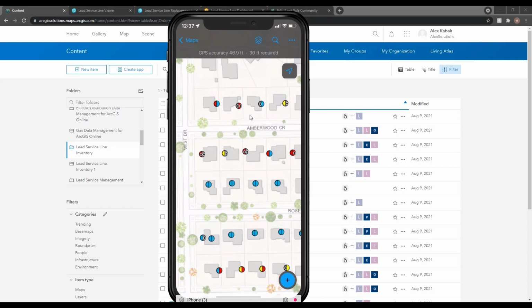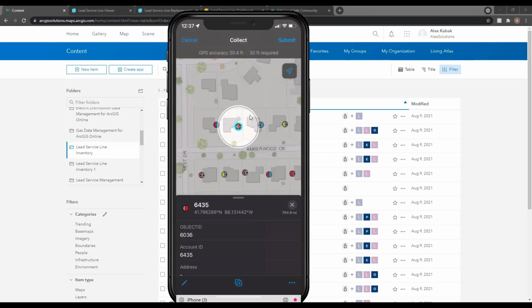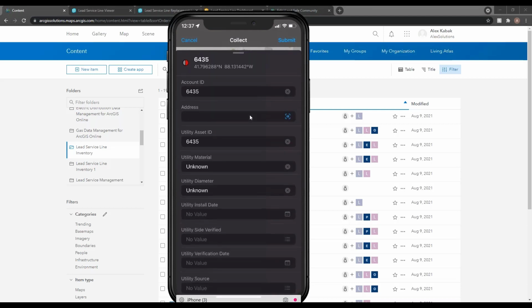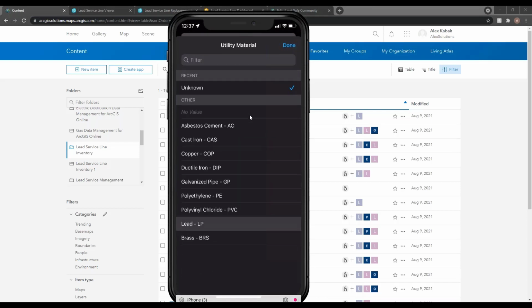So if I'm a meter reader or a field technician out in the field and I notice that the material has not been verified, I can open up the meter pit and look at both sides of the service line, and I can do a visual verification of the material on either side. So we can click that point and we can now edit the attributes. I noticed when I pop open the meter pit that both sides are actually lead. So I can update the material to lead.